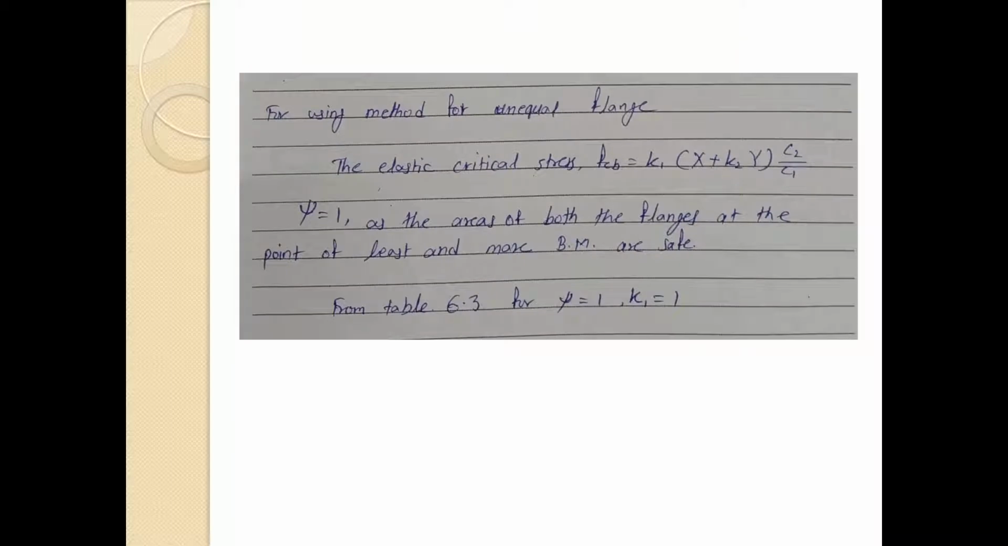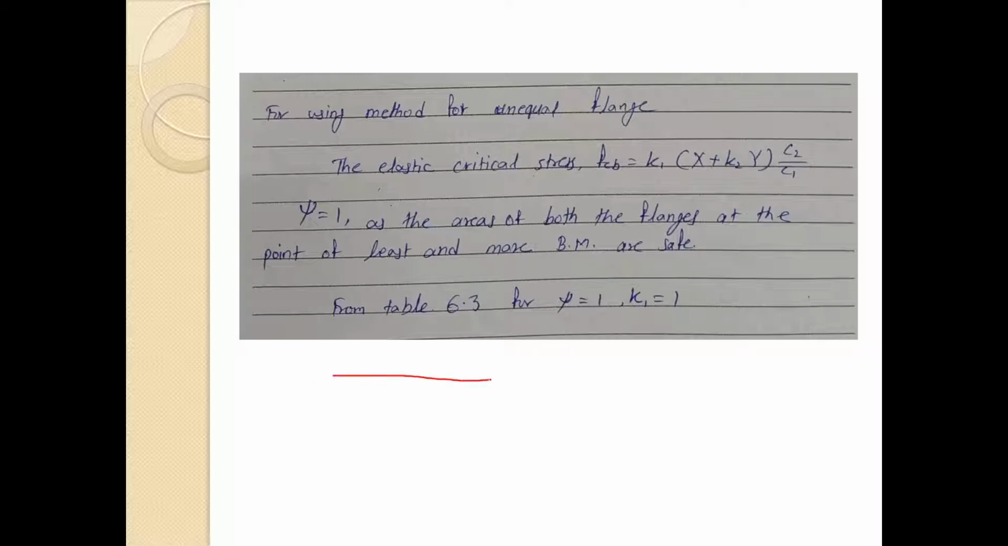Now we will solve the same problem by using the method of unequal flange. So the elastic critical stress formula has been given. Fcb is equals to k1 into X plus k2 into Y, that is into c2 divided by c1. So this psi is equals to 1, as the areas of both the flanges at the point of least and maximum bending moment are the same.